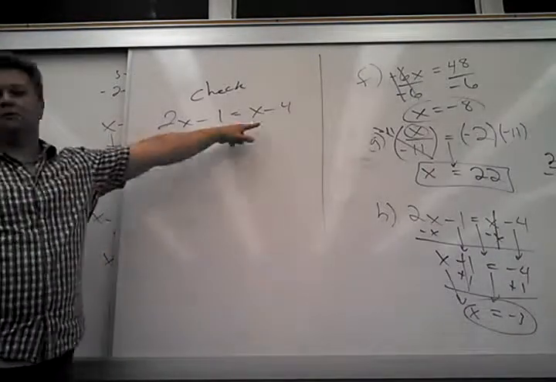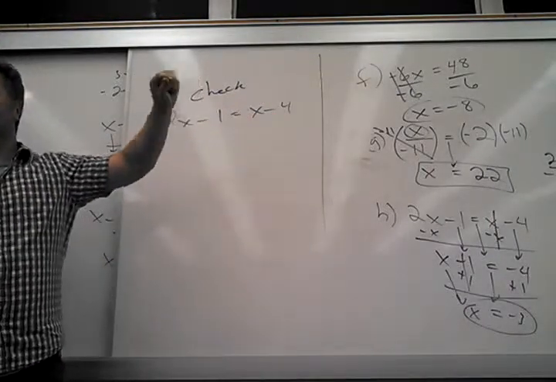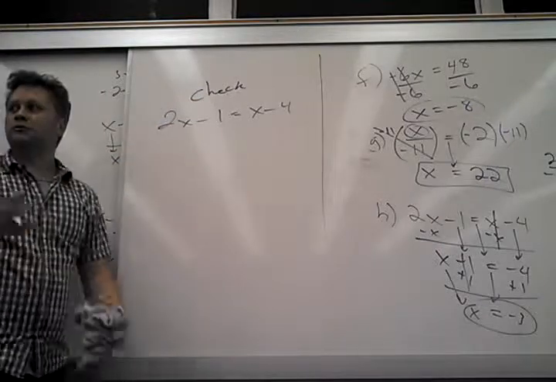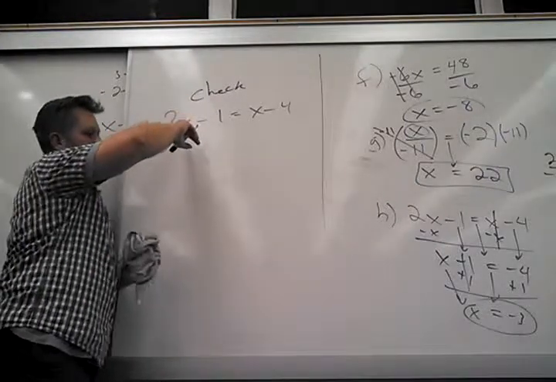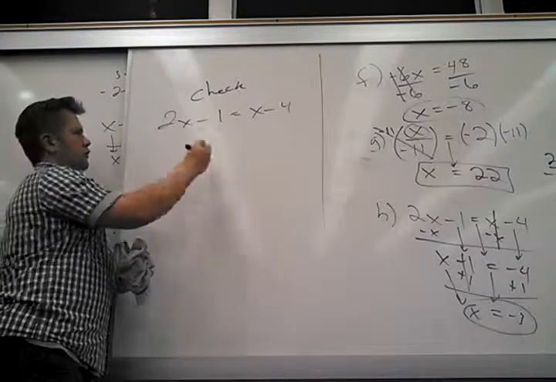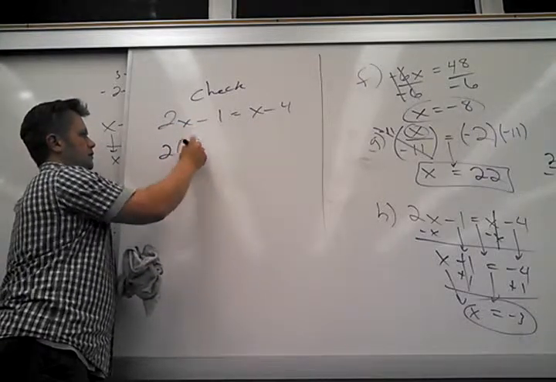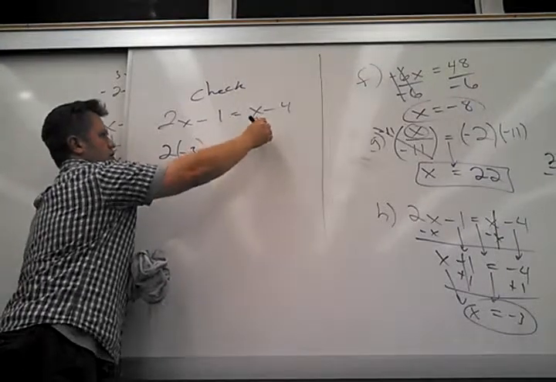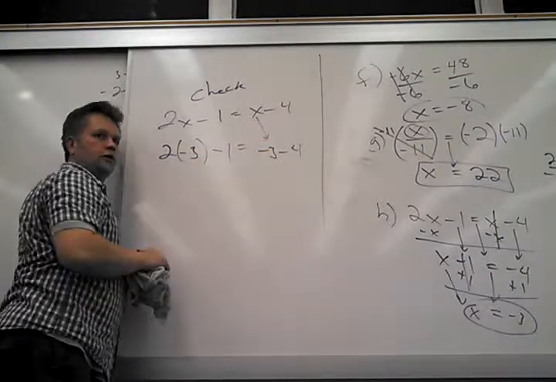Now first I want to ask you, how do you put that in the calculator? If you can figure that out, I still won't let you. So what am I going to replace x with? Negative 3. So I get twice negative 3 minus 1 equals negative 3 minus 4.